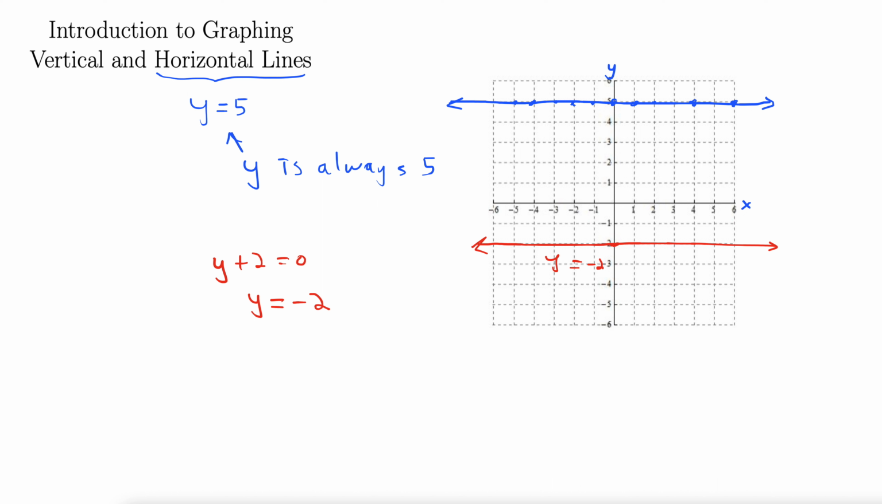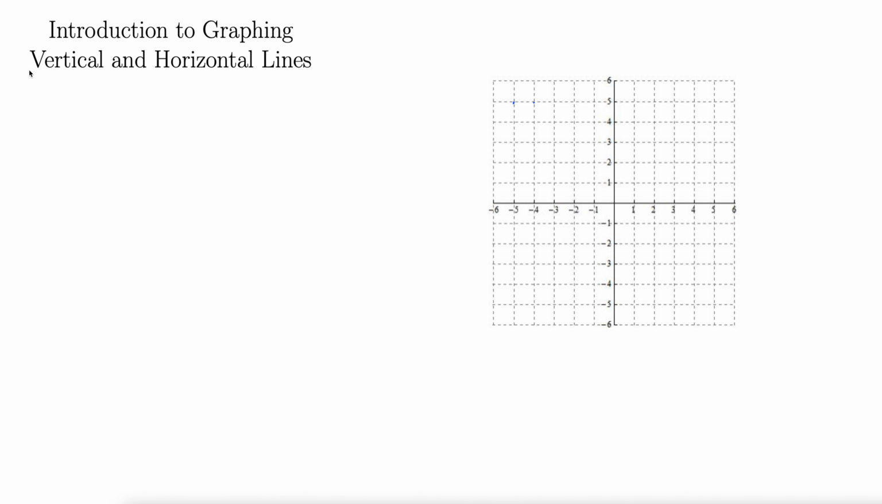Okay, let's look at some vertical lines. Vertical lines are of the form x equals something. X equals 2, let's do for example. Right, so this is telling us regardless of y, x is going to be 2. So maybe y is 1, x is still 2. Maybe y is 3, x is still 2. Maybe y is down here at negative 5, x is still 2. No matter what y is, x is always 2.